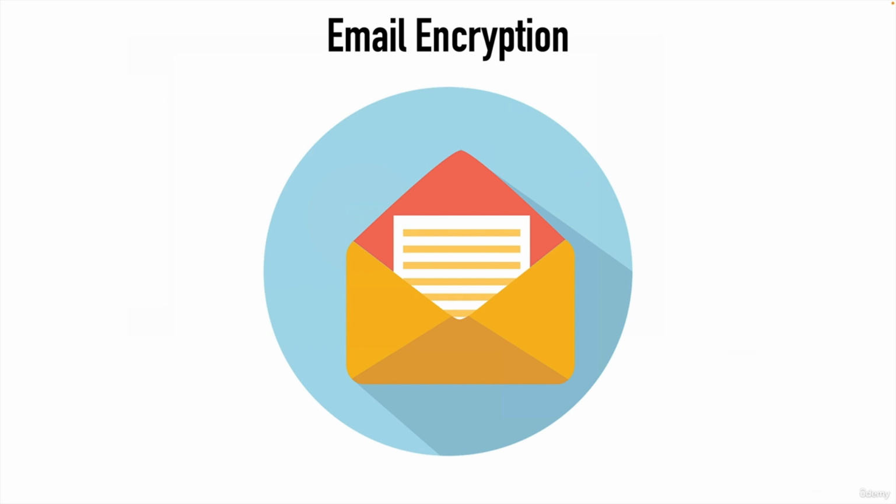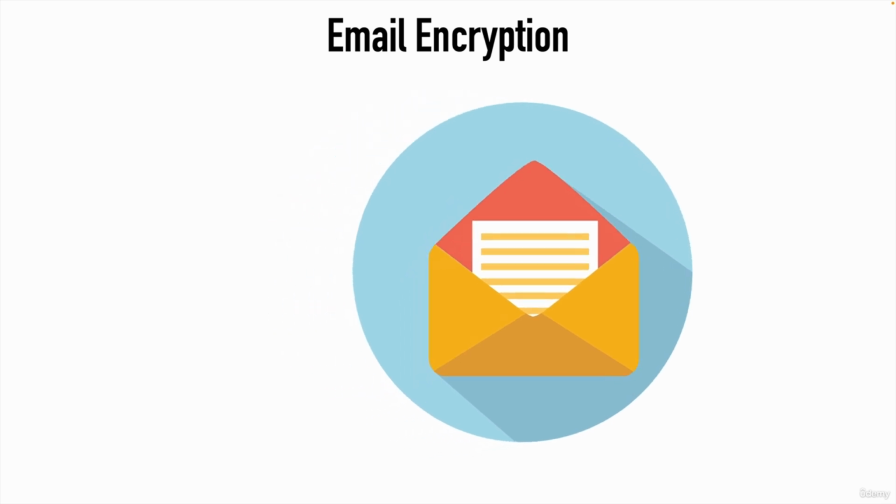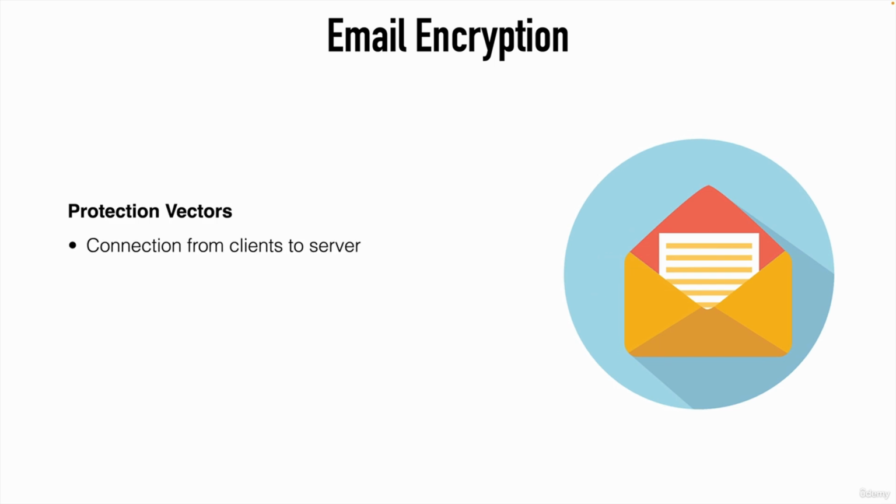Another important safeguard we want to examine is email encryption. Email is the most widely used communication method for most businesses, so this is a highly targeted asset by attackers. Let's look at considerations from a high level, including the three primary vectors that we want to think about protecting.